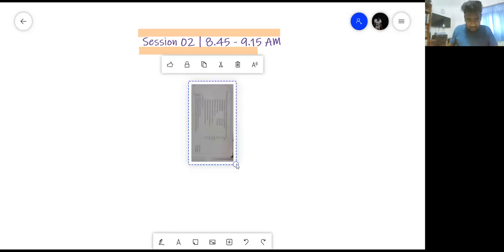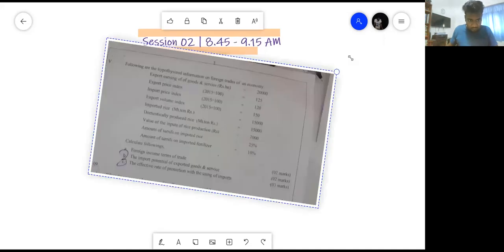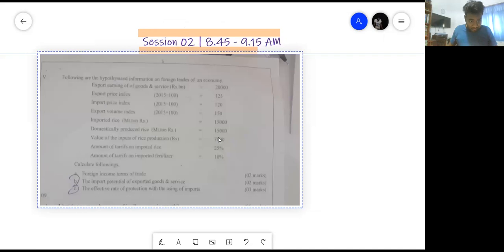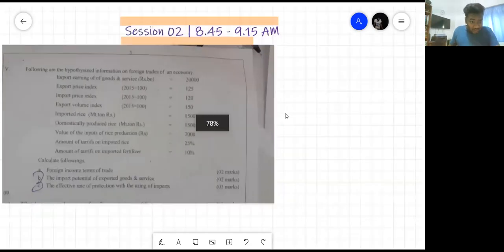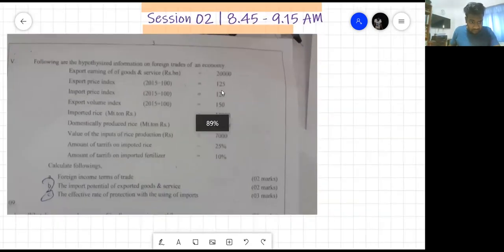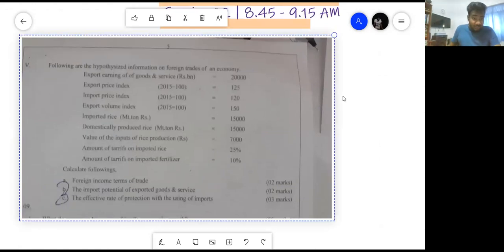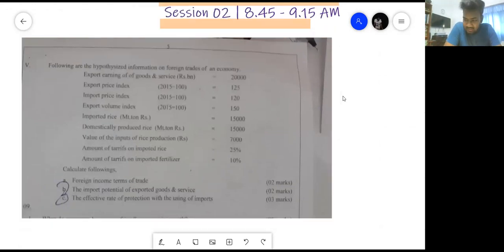Copy and paste. Hold on, I will rotate this. Okay, foreign income terms of trade. Import potential of export goods and services, effective rate of protection, use of imports. One thing I'm telling you, I don't think to this extent they will question you, but okay. You should start with this.